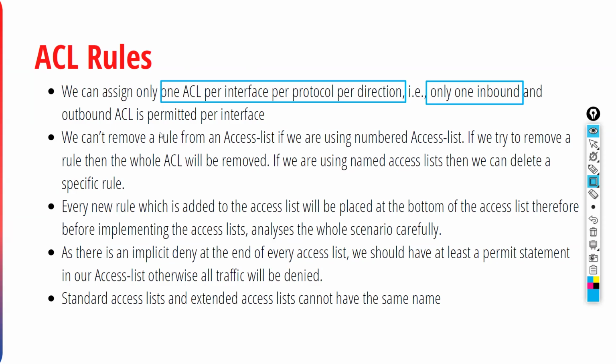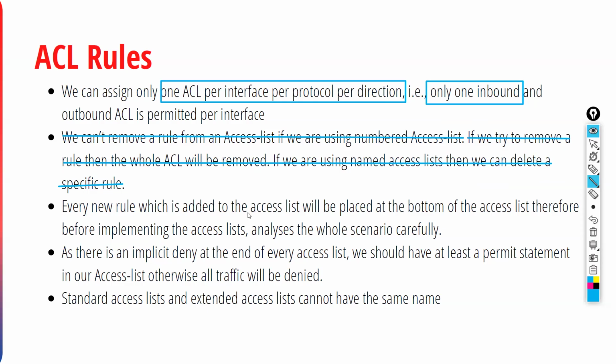And we cannot remove a rule from an access list if we are using numbered. So this concept is not there in the ASA. We don't have to consider this, as it is not applicable. This rule is for a router, not for an ASA. In ASA, we don't have the numbered access list, so this rule will not be applicable.